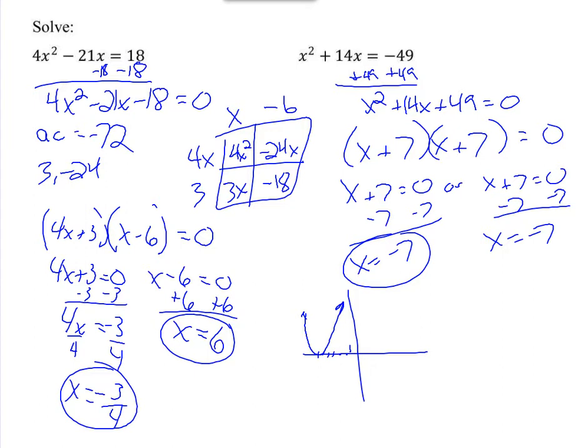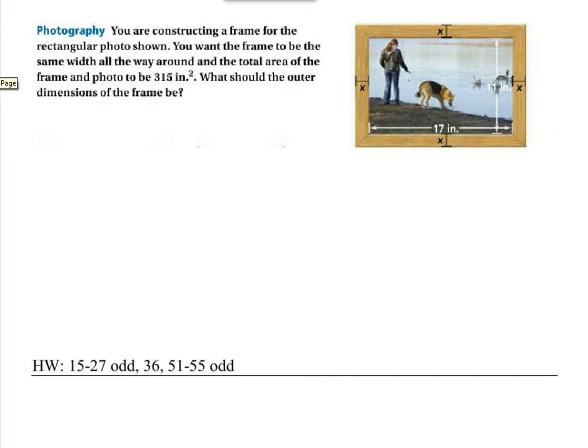Okay, the last problem in the section. You are constructing a frame for the rectangular photo shown. You want the frame to be the same width all the way around, and the total area of the frame and photo to be 315 square inches. What should the outer dimensions of the frame be? So we are looking for the outer dimensions of the frame. That's this and this.